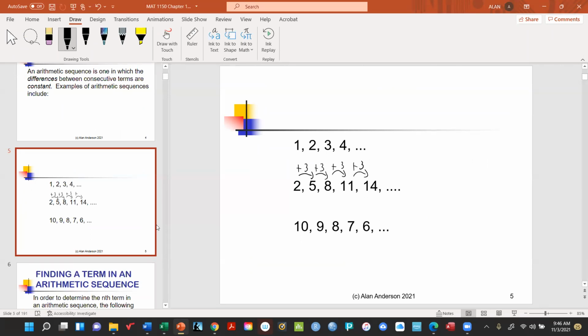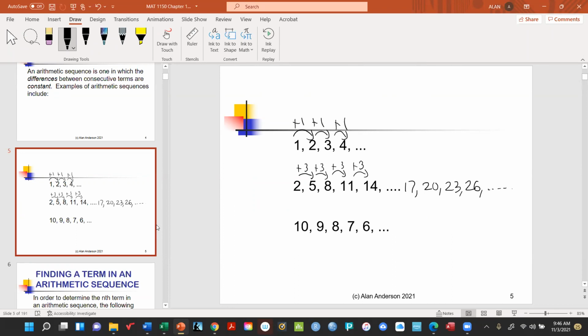Okay. And so the dots mean this just goes on forever, but obviously the next term would have been 17, and then 20, 23, 26, and it goes on and on forever. Up here, in each case, we're adding 1.